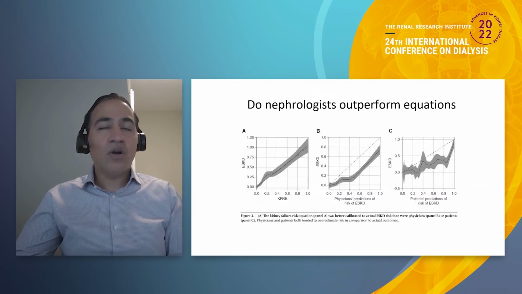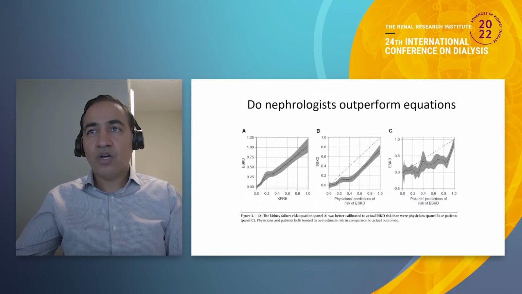So here's the data on a single slide. The actual event rate is on the y-axis in A, B, and C panels, and the predicted rate is on the x-axis. A is the kidney failure risk equation, B is doctors, C is patients. And what you see is that the diagonal is perfect prediction, and the kidney failure risk equation is pretty close to perfect for predicting the risk of dialysis in patients followed by nephrologists.